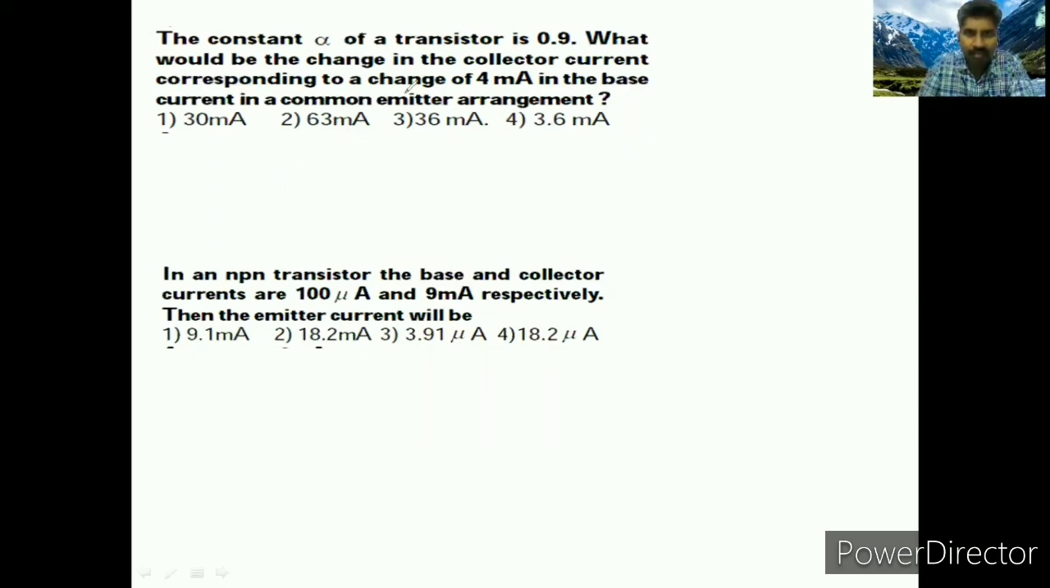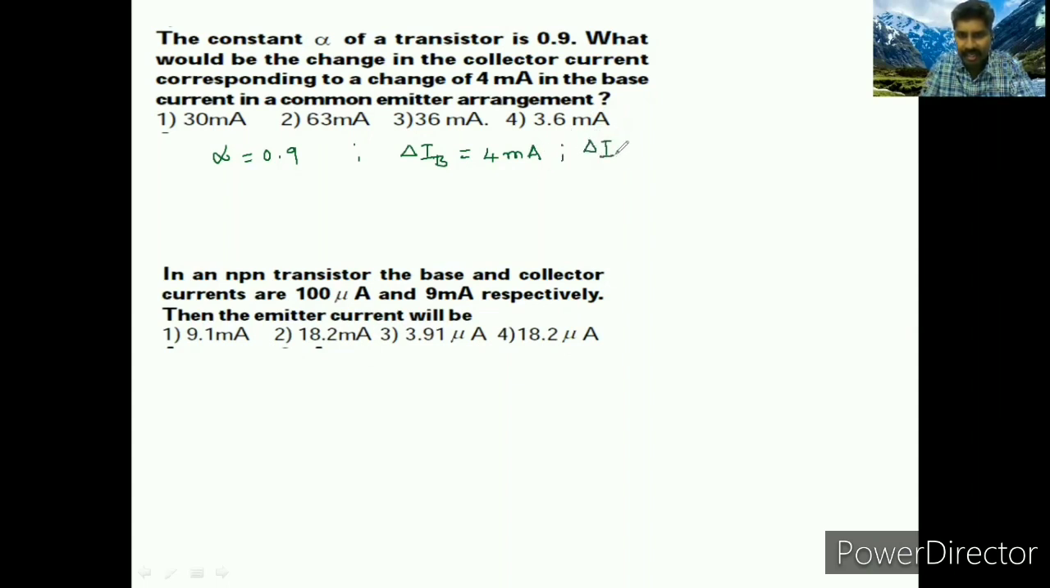The constant alpha of a transistor is 0.9. What would be the change in the collector current corresponding to a change of 4 milliamps in base current in a common emitter arrangement? Here, what is given? The change in the base current, delta IB, is equal to 4 milliamps.